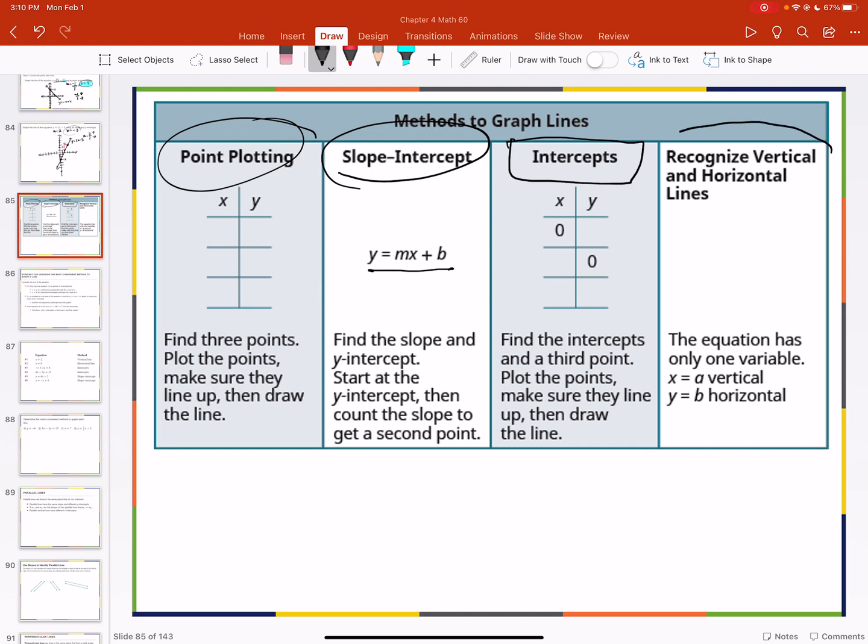Okay, and then the last one would be to make sure to recognize vertical and horizontal lines. So if your equation is x equals some number, it's a vertical line. And if your equation is y equals some number, then it'll be a horizontal line, going this way. All right.